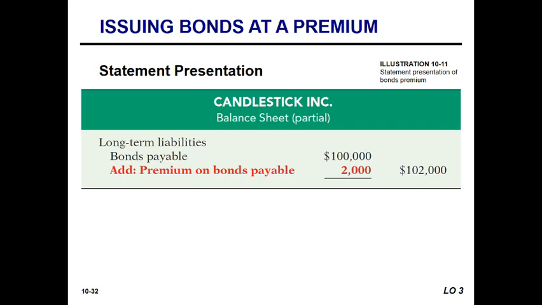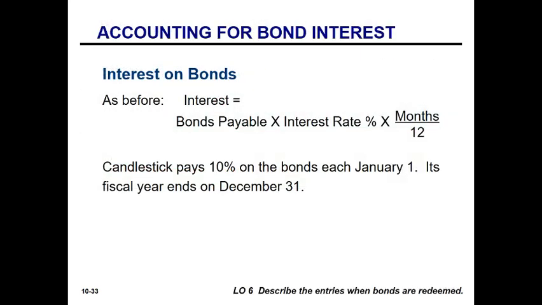Now the second part of bonds, bond interest, when we accrue it or have to pay it. So let's look at bond interest and accounting for that. Interest on bonds is stated in the bond debenture. It's going to state how often it's paid, what the APR is. So we use the same basic interest calculation. It's face value times your interest rate percentage times your fractional year.